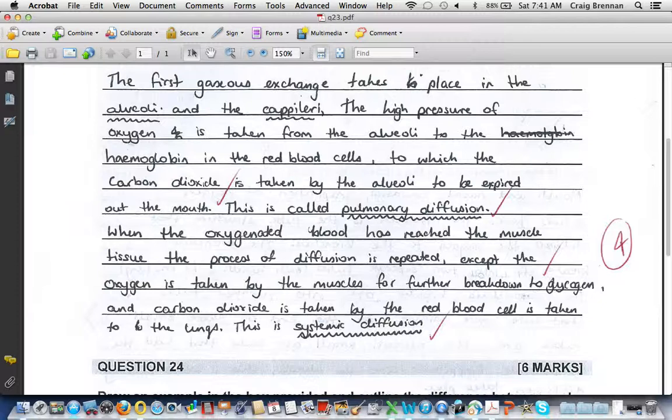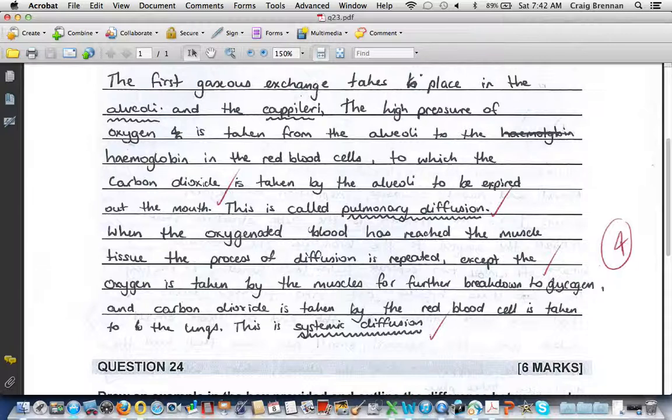When the oxygenated blood has reached the muscle tissue, the process of diffusion is repeated, except the oxygen is taken by the muscles for further breakdown to glycogen. Excellent terminology again. And carbon dioxide is taken by the red blood cells to the lungs. This is the systemic diffusion.